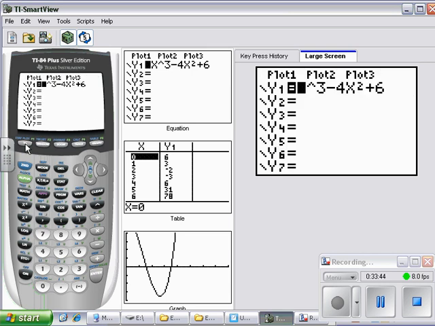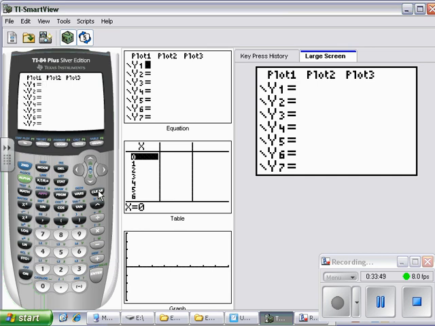So to have the calculator graph a derivative without having to figure it out yourself, you put in what you want it to take the derivative of, comma x, comma x.